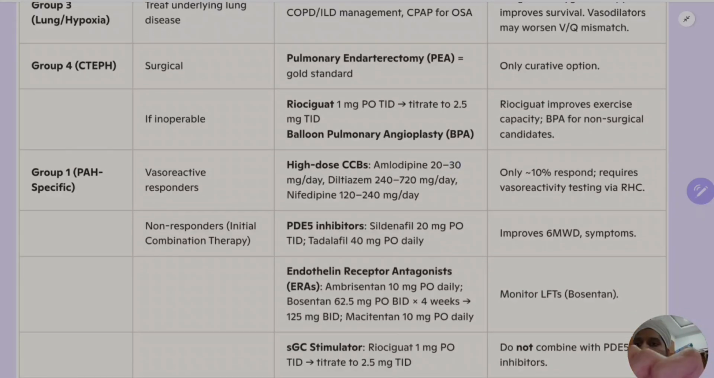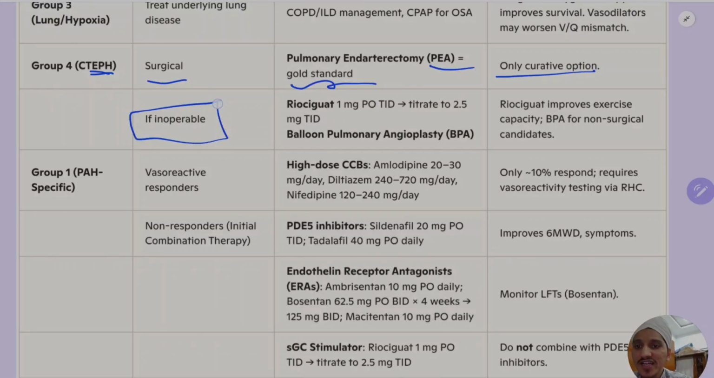Now I already discussed this one. For group 4 patients with chronic thromboembolic disease, if they are operable, meaning you can operate on those patients surgically, you should remove the clot. That is the gold standard, the only curative option. If the patients are inoperable, you can use either of two therapies. One is pulmonary angioplasty. The second is this drug, riociguat.